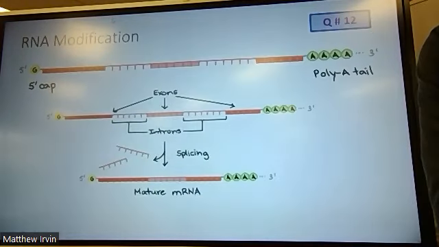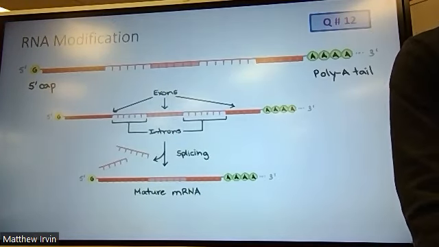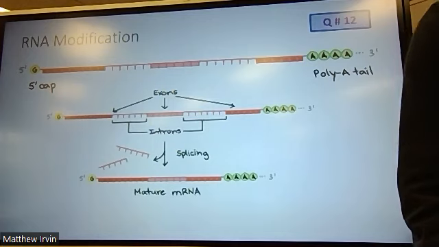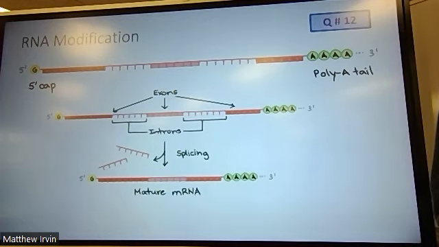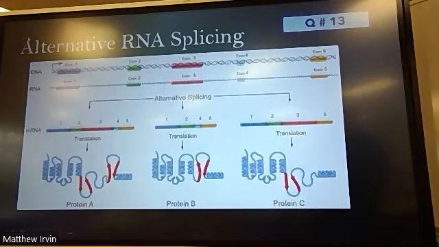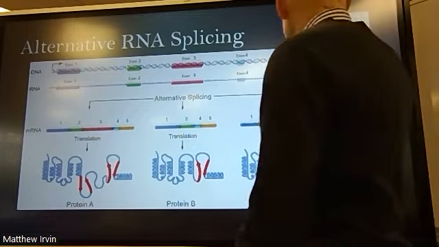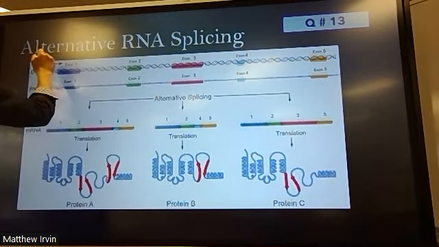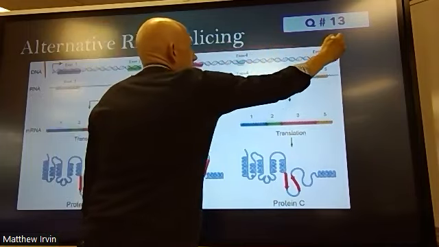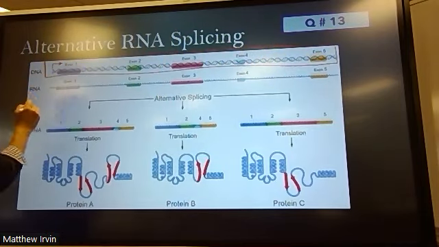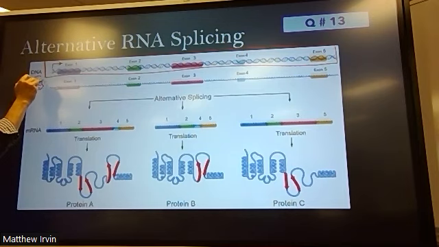All right, RNA modification. We've already done that. So we cut out the introns, we put on the 5' cap, we put on the poly A tail. As we are modifying RNA, we can also do alternative RNA splicing. What alternative RNA splicing is: this is our gene right here, this whole thing, this one sequence of DNA that is copied into the RNA, so transcription.